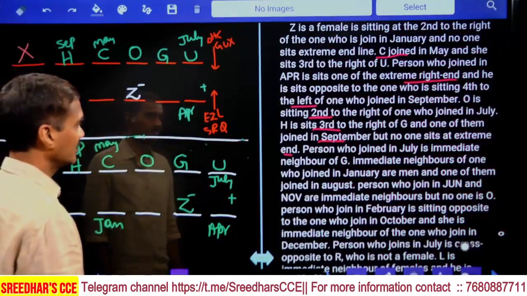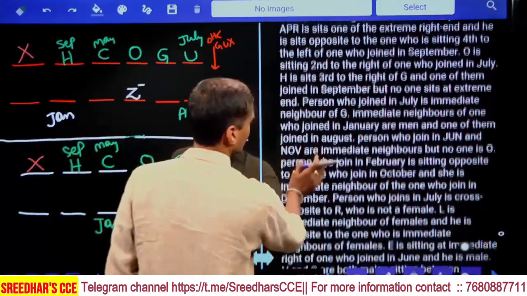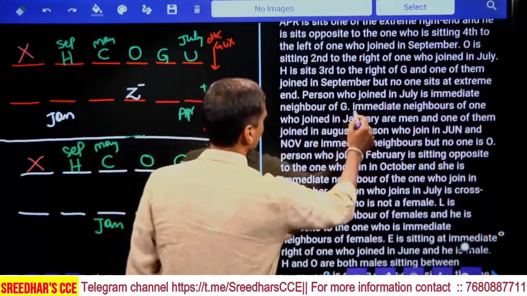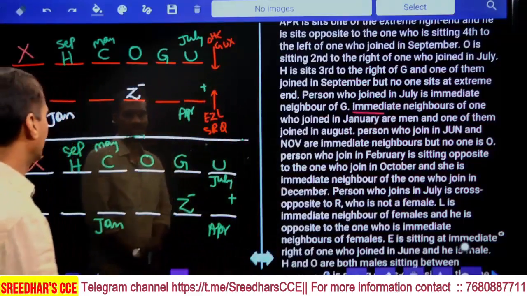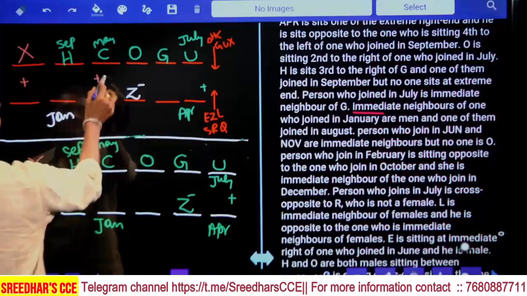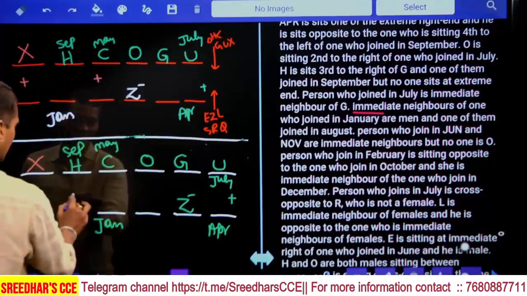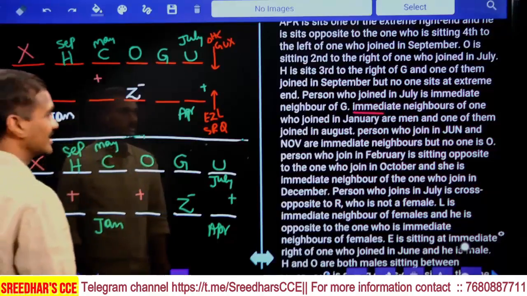The person who joined in July is an immediate neighbor of G. And next one, what is the next information we have? The immediate neighbors of the one who joined in January are men. Now in this case, these two persons are men. The immediate neighbors of the one who joined in Jan are men.